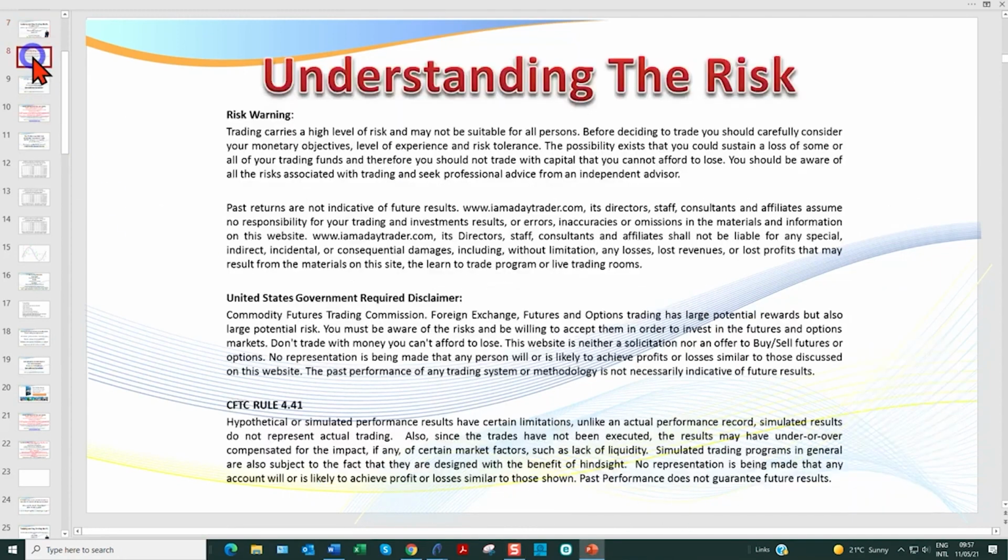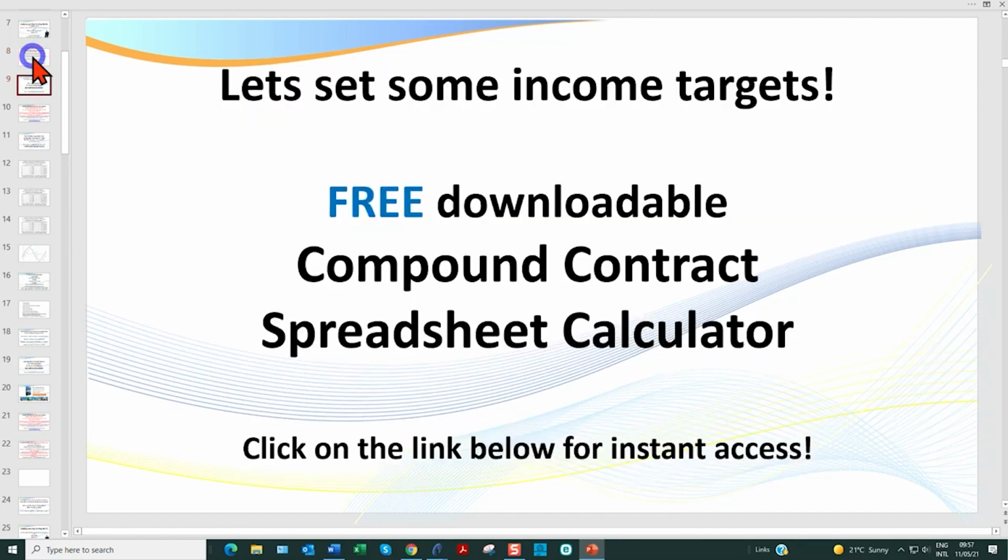So as we get underway, I do need to pull up the disclaimer. As you're going to be watching the recording, please feel free to pause the recording if you wish to read the disclaimer. Now let's start off with income targets.